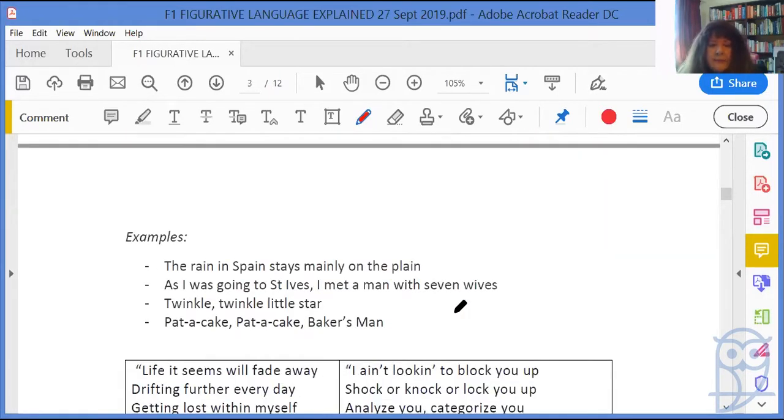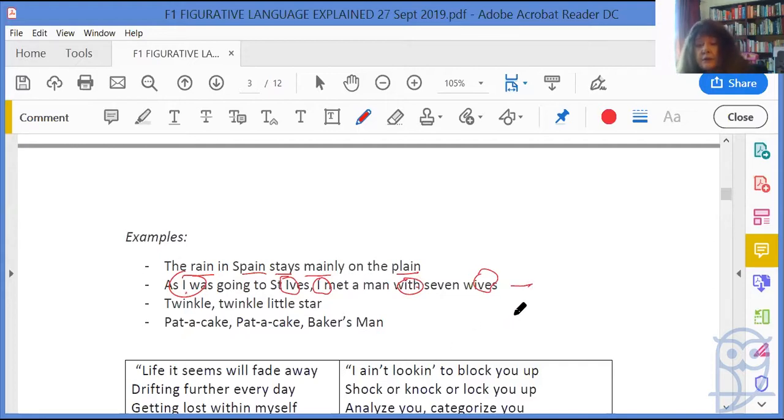Let's go on. Let's look at some examples of assonance. The rain in Spain stays mainly on the plain. That's one of the most common ones in the whole world, your A sound. As I was going to St. Ives, I met a man with 7 wives. All those I's in one sentence.